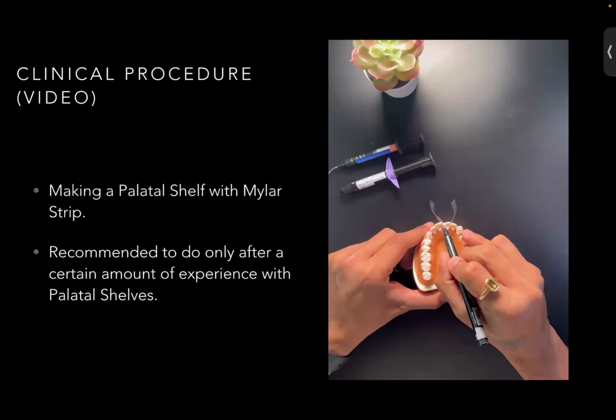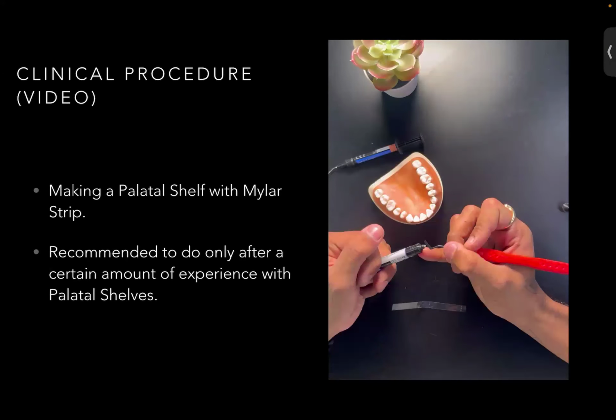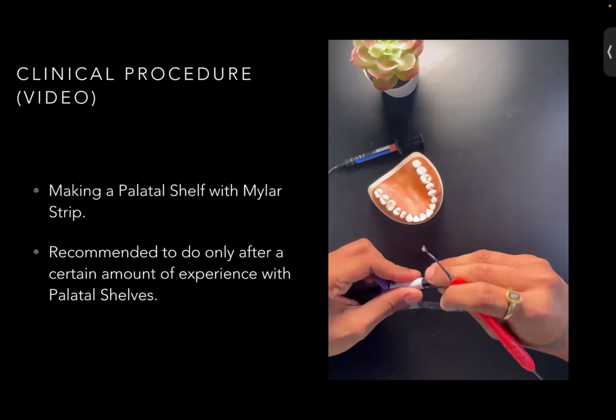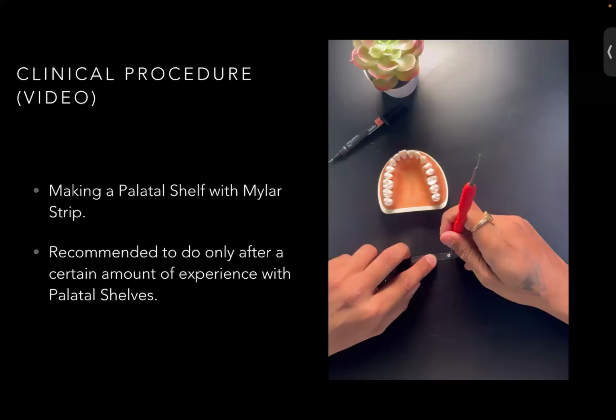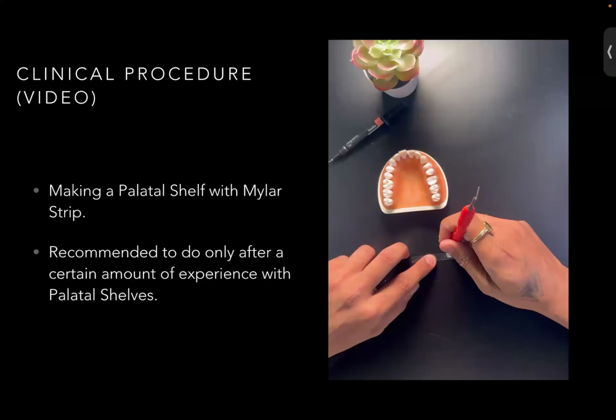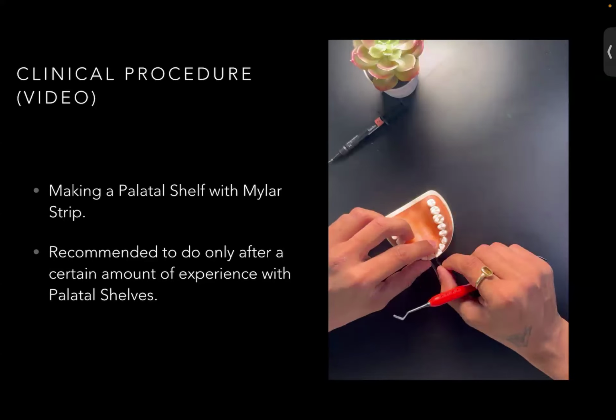I also have added a video of palatal shelf being made with the help of mylar strip. Let's go through that quickly. You mark on the mylar strip the amount of defect. You add the translucent composite. You adapt it on the tooth surface.